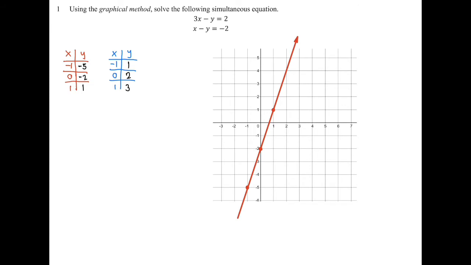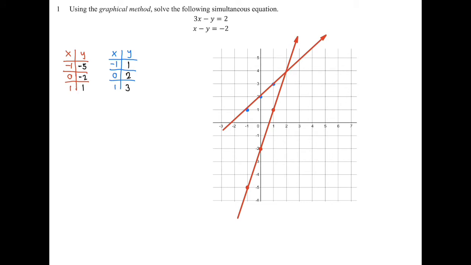Now, how about for the other equation? We just plot those points again. So negative 1 and 1 is here. 0, 2 is here. Then 1 and 3 is here. Okay, so what's next? We need to plot those points and connect them with a line. So it's like this. It's not blue anyway, it's okay.